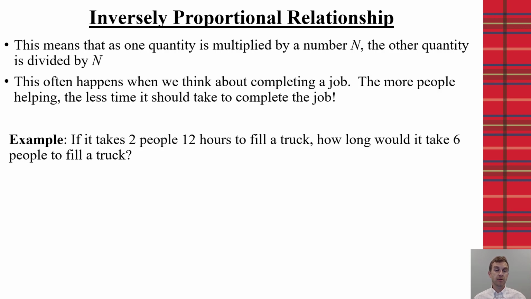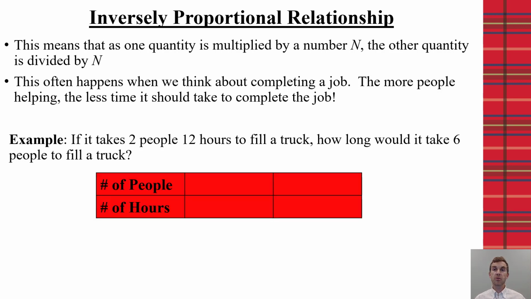exact same factor. We see this in many different situations, especially when we think about job completion, when we can increase or decrease the number of people working on a job. For example, if I have 2 people taking 12 hours to fill up a truck, and I want to know, well, how much faster could we do it if we put 6 people in that same job? So we can create a table to help us think about this. So I can look at the number of people and the number of hours.